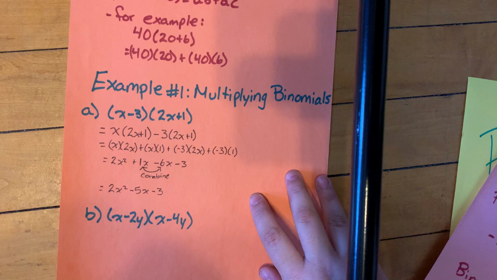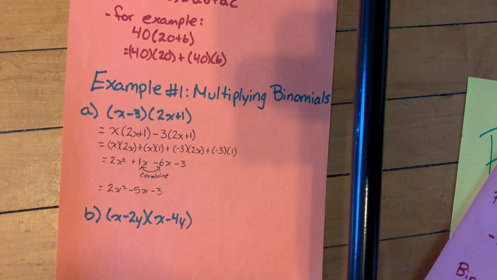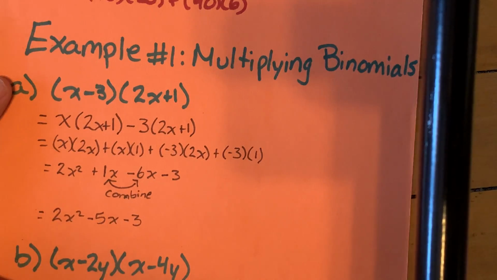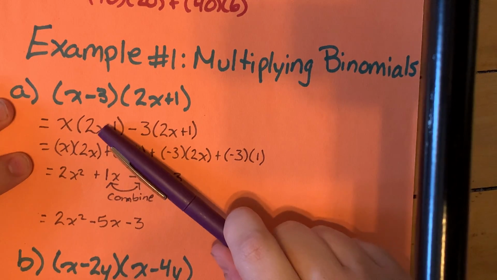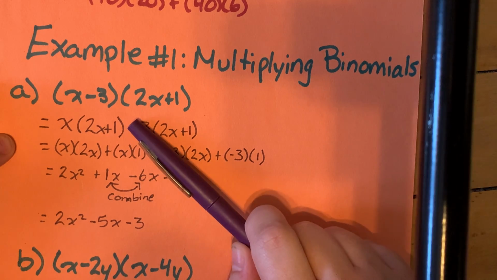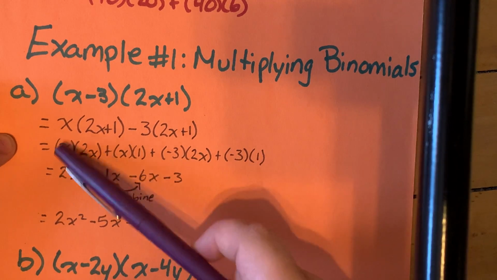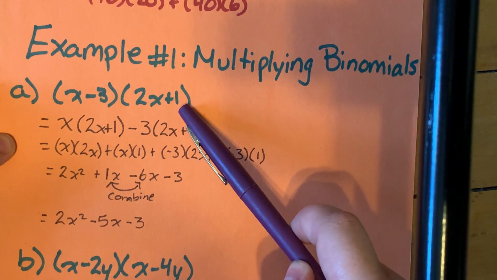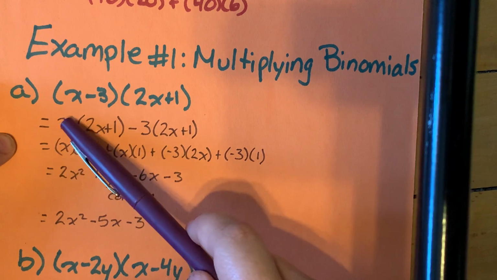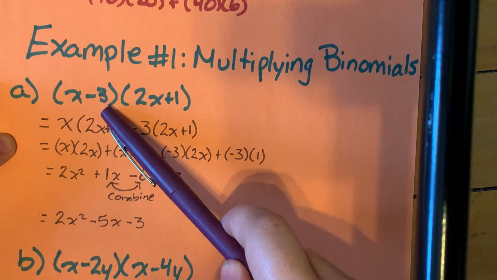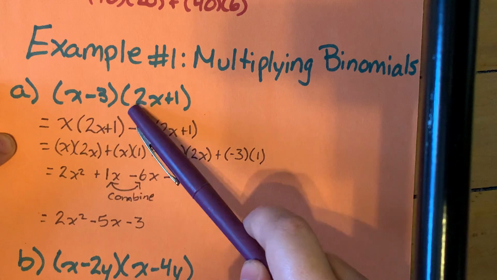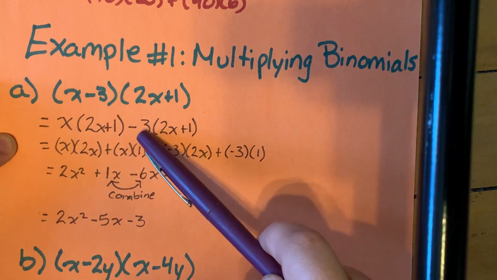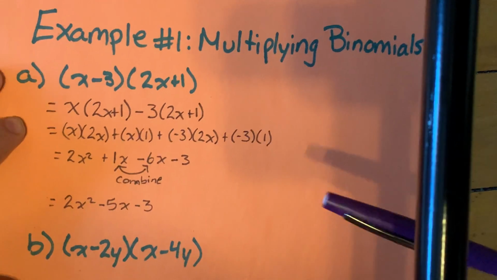So I went through the first part of example 1 on my own just to walk it through with you guys a little bit more. All right, so we had x take away 3 times 2x plus 1. What you're going to do is take this x and distribute it to these two terms. But first we're just going to break it down into the x take away 3. So we have x times 2x plus 1 and negative 3, since we're subtracting, times 2x plus 1.